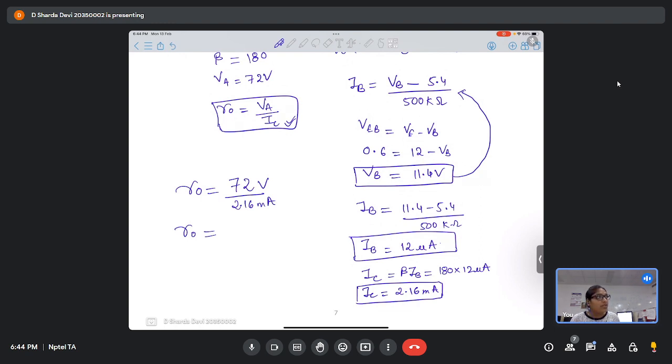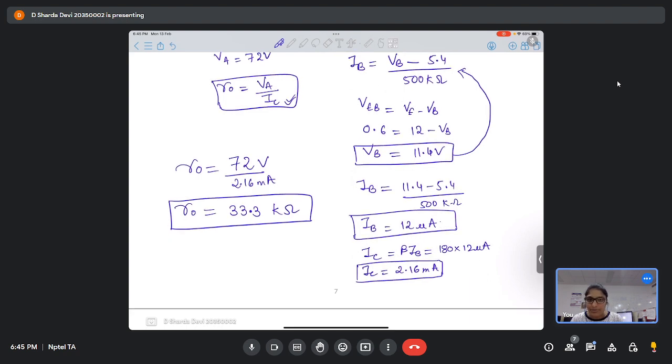How much is the value of R0? 33.3. See, you have to tell the units. You cannot write just 33.3. It should be kilo, mega, milli, whatever it is. So what is the unit? Kilo ohms. It's 33.3 kilo ohms. When we take the reciprocal of milli, 10 to the power minus 3 goes up, so it will be 10 to the power plus 3, kilo ohms.